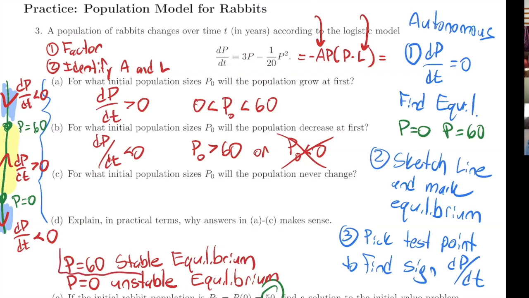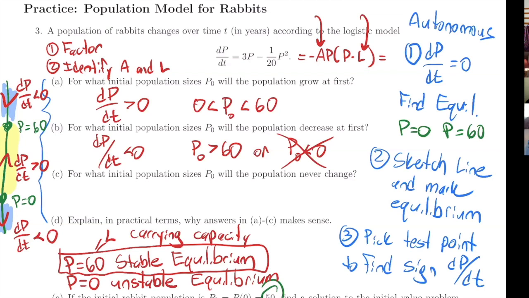This stable equilibrium, which is exactly equal to the value of L in our model, is what's called the carrying capacity, meaning this is the maximum population that this ecosystem can sustain. And that's often good to know, what's going to happen way out into the distance.